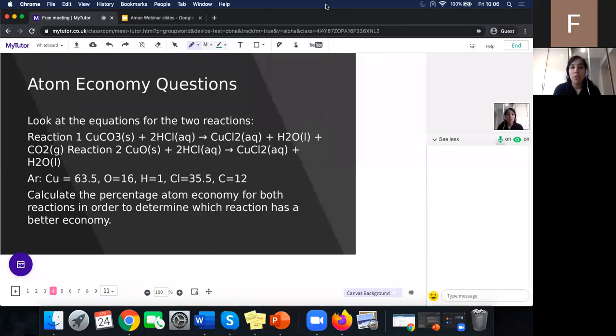Before we go on to those questions, does anyone have any kind of questions about atom economy or how we calculate atom economy? Any questions about that?